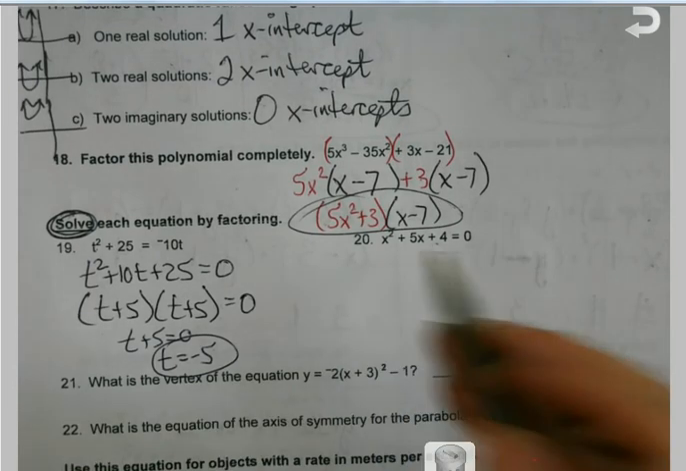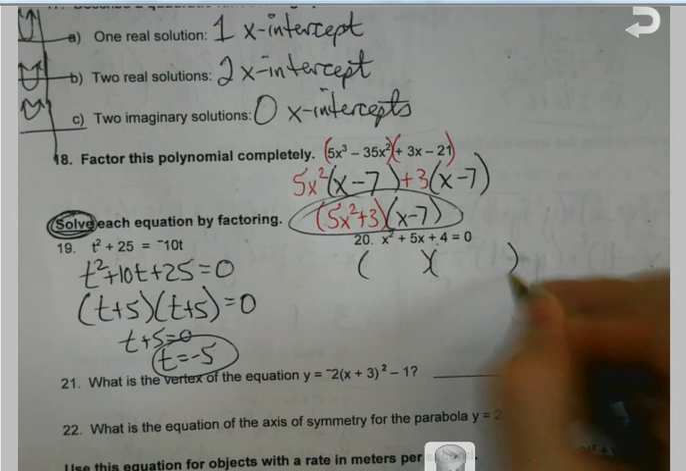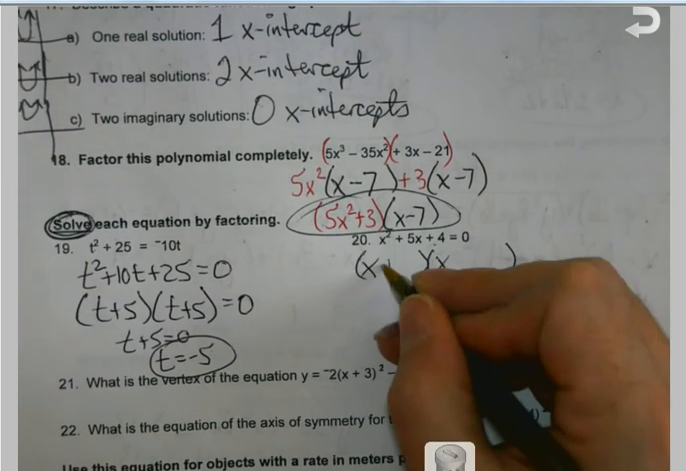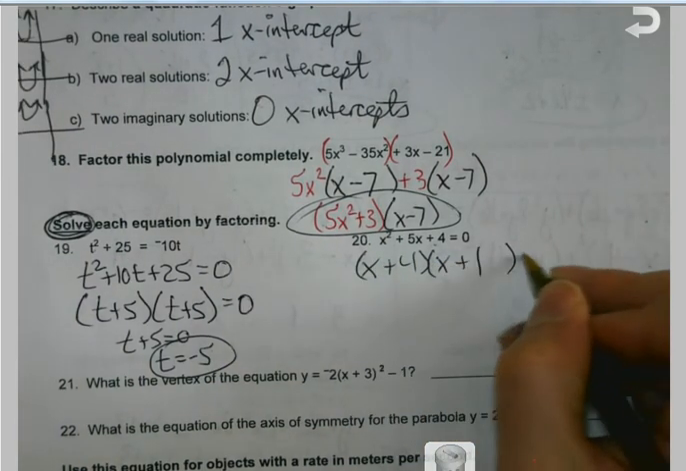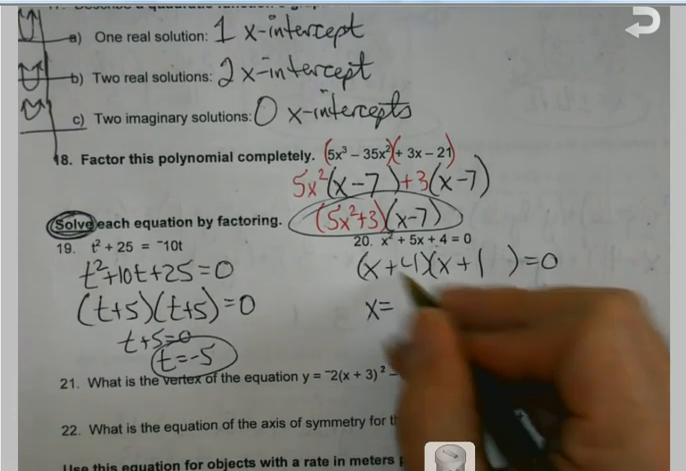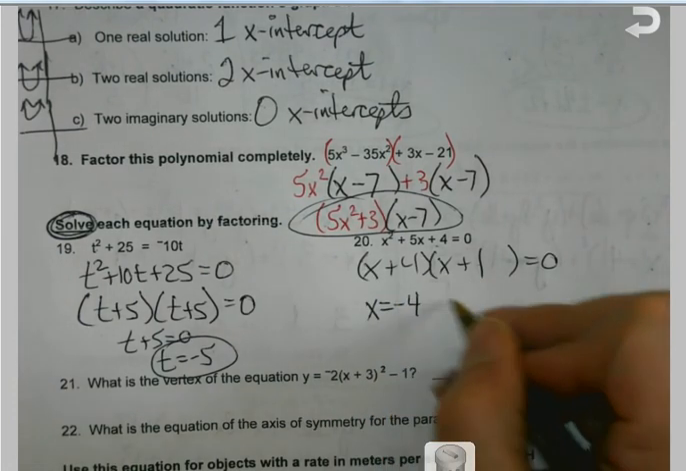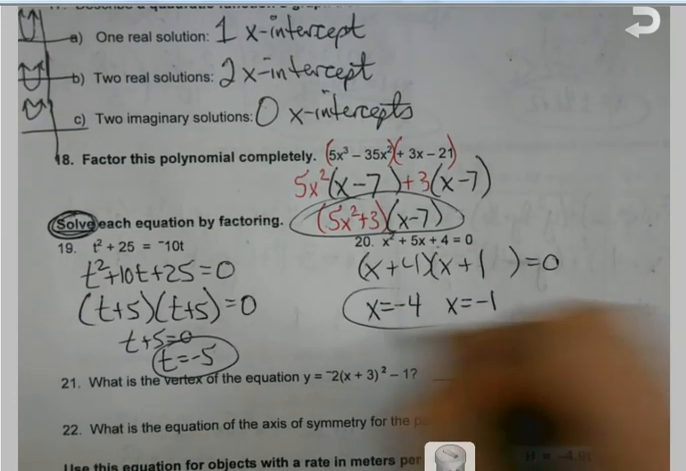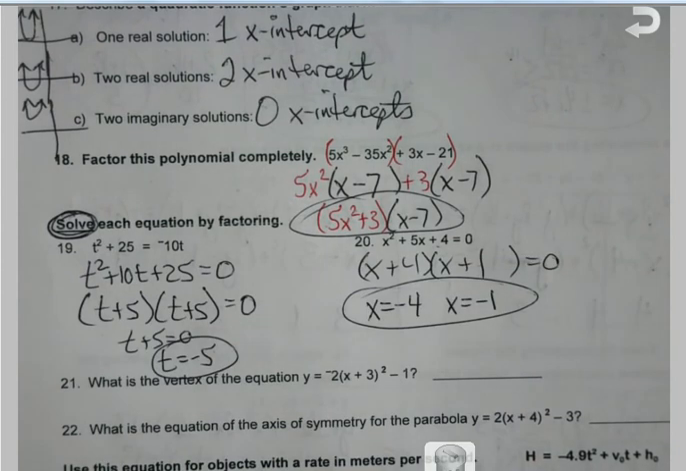Over here, same deal. Multiply to 4 and add to 5. Sounds like a 4 and 1 to me. But again, don't stop. Setting those equal to 0 in this case just means we're going to be changing signs. And again, two values because of my quadratic.